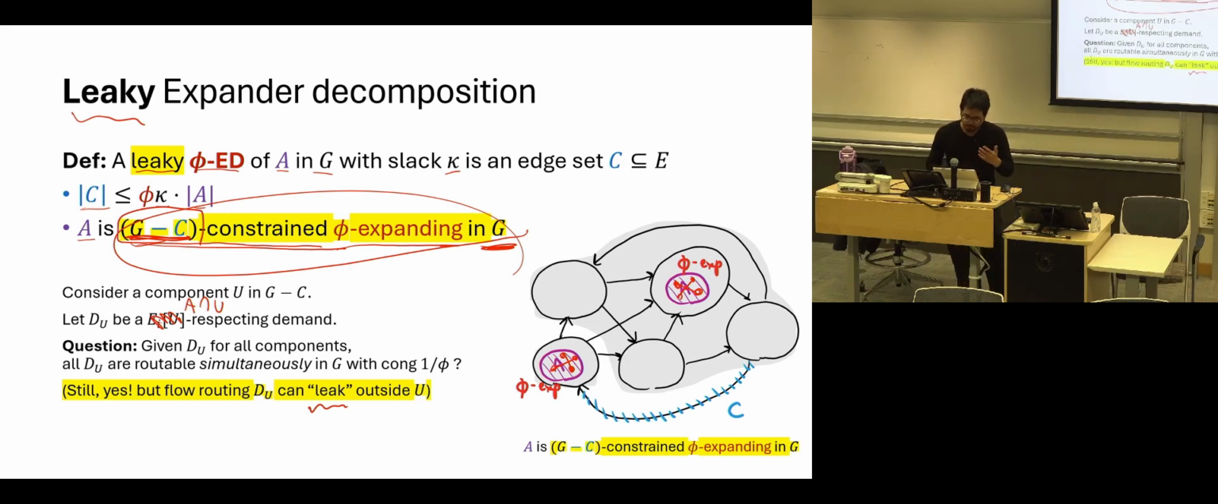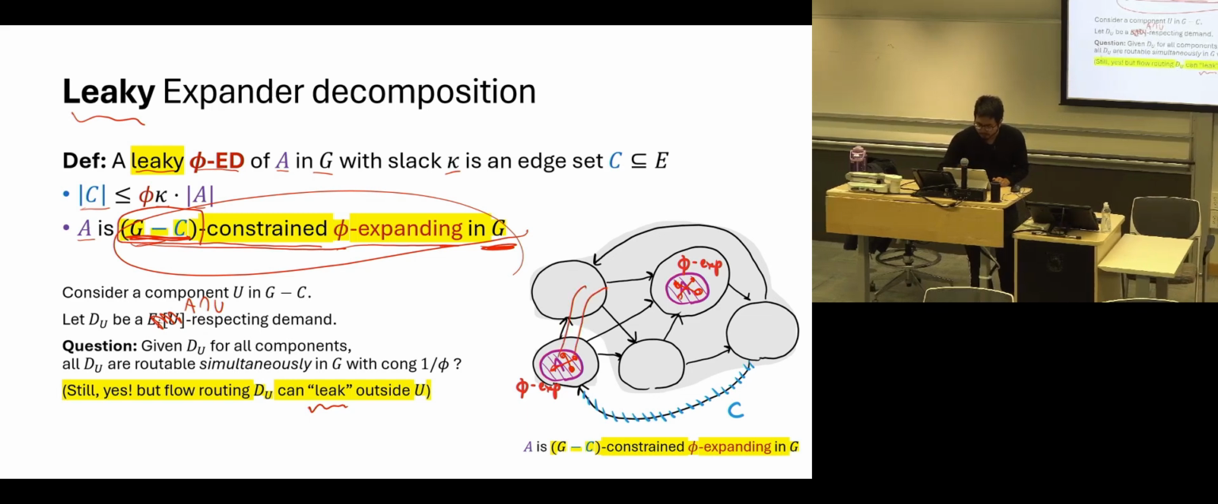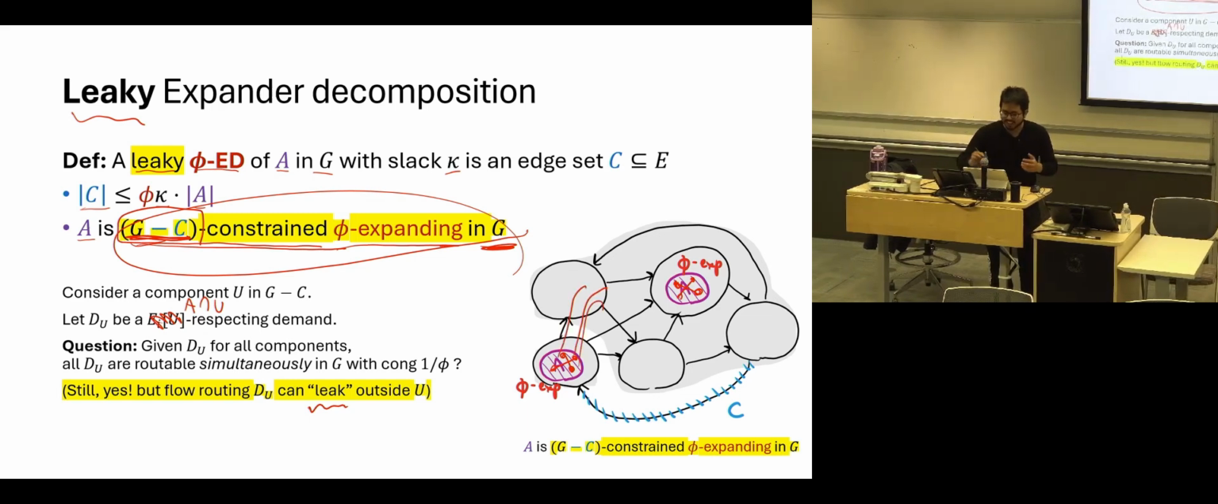The flow might leak, but not too much to cause too much congestion. It might leak really a lot. So actually, it might leak a lot, but it leaks in a way that they don't overlap, to cause congestion anywhere. Yeah. Okay.